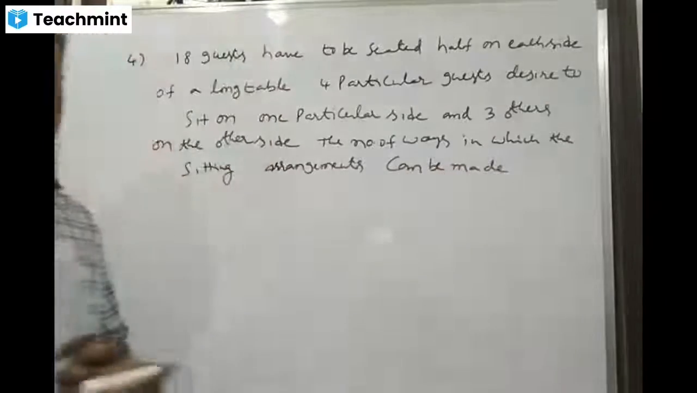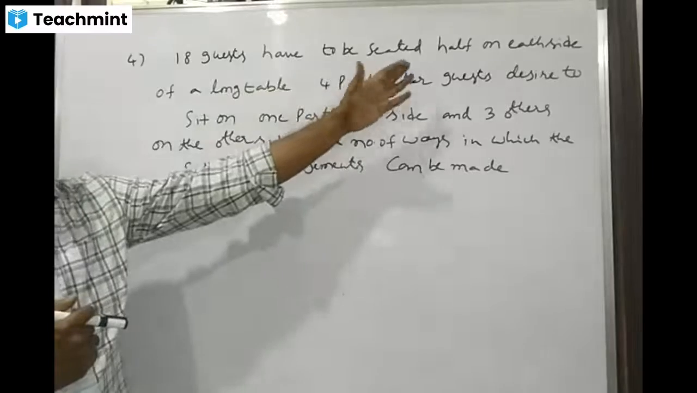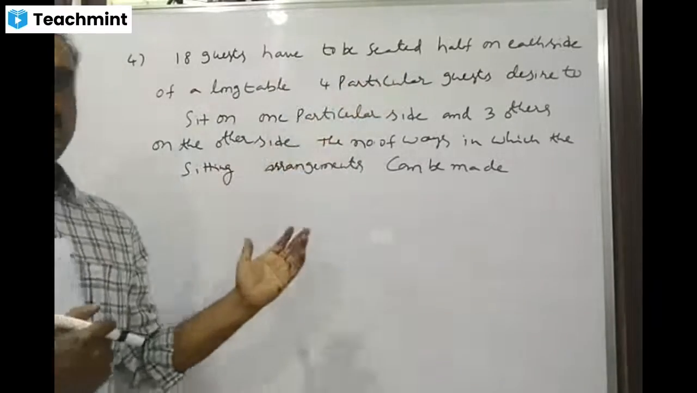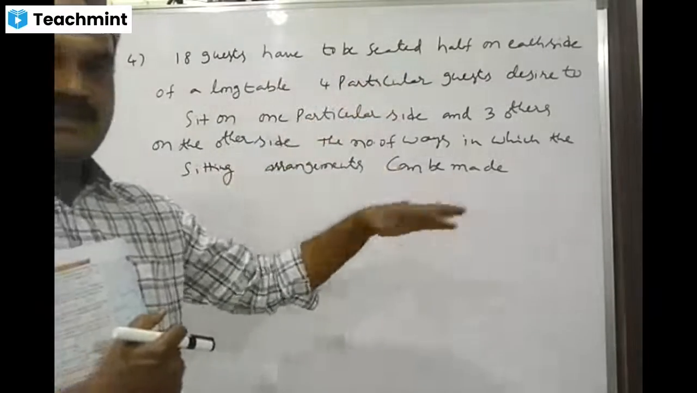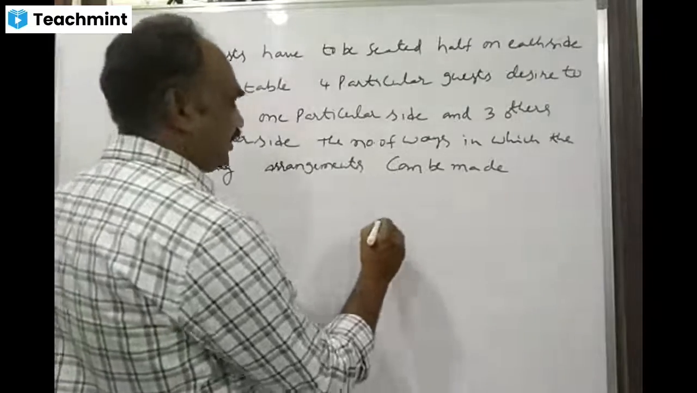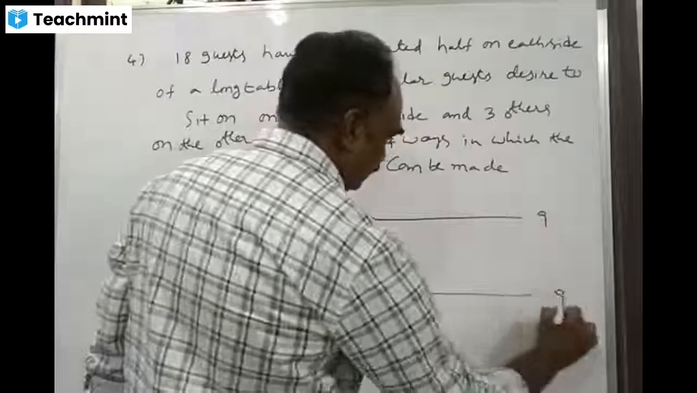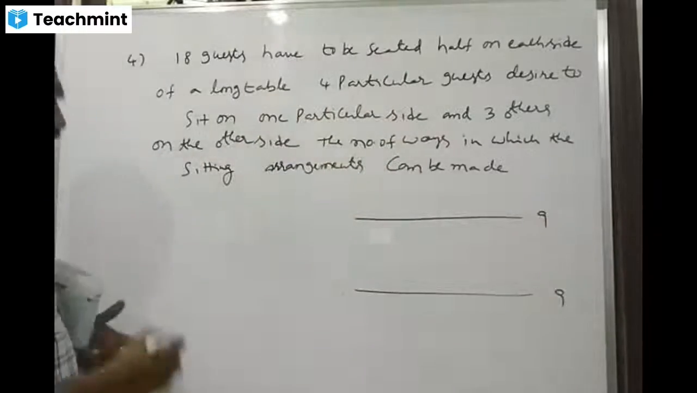Friends, level 3, question number 4. So 18 guests have to be seated, 9 on each side. So 9 on each side means one side 9 members, the other side also 9 members. So here, what is the condition?